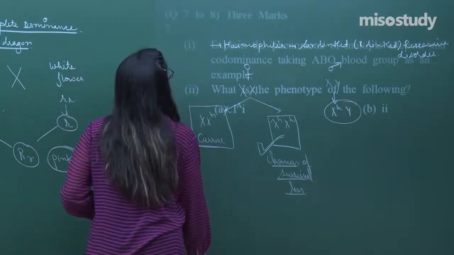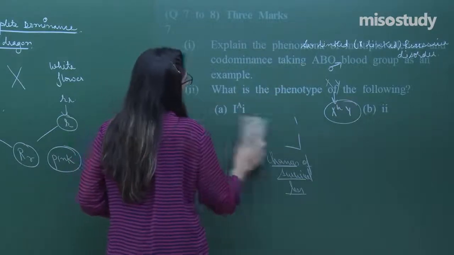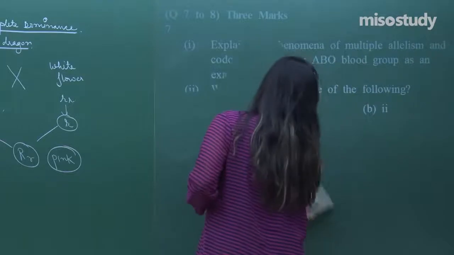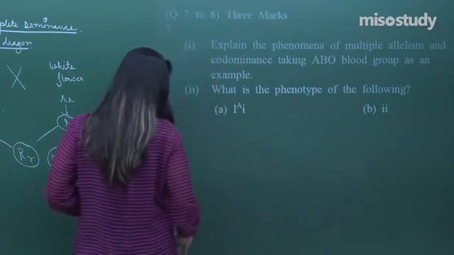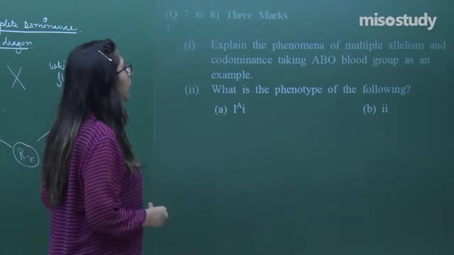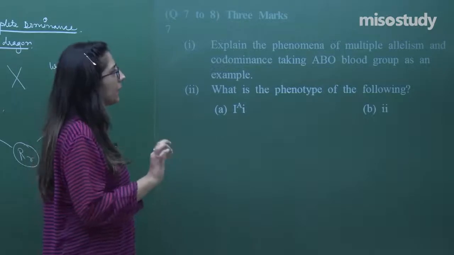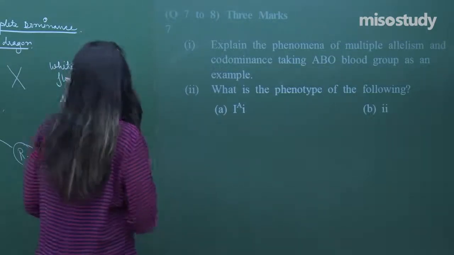So, the next question is from a different category, that is of 3 marks. Let us understand the question first. Explain the phenomena of multiple allelism and codominance taking ABO blood group as an example. What is the phenotype of the following: capital I A, small i?